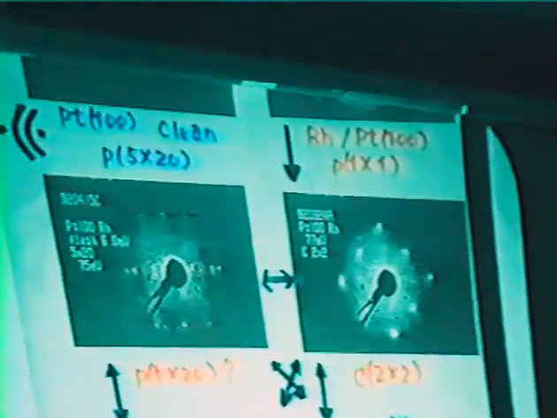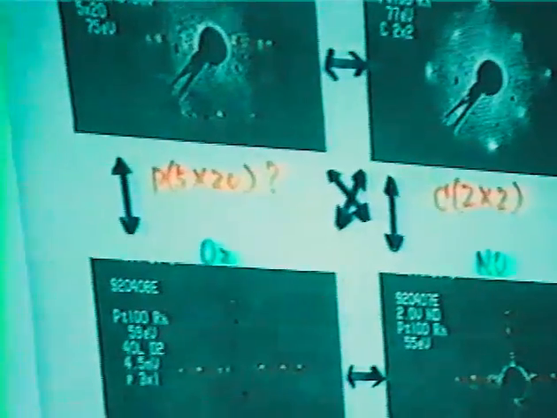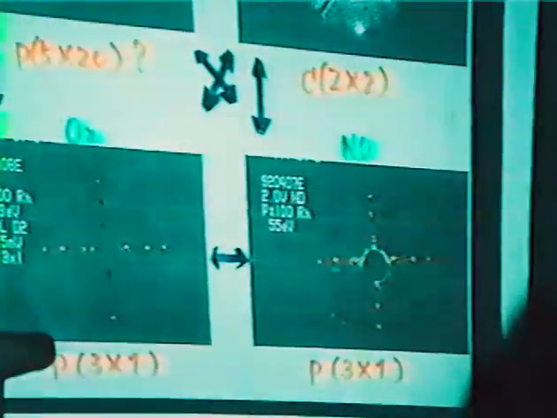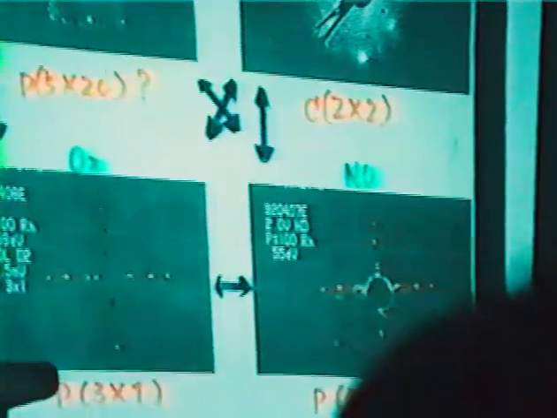And when this surface is exposed to NO or oxygen, just as I expected, a 3x1 surface of rhodium oxygen overlayer makes a 3x1 structure with acid to prepare. And that is heated up again back to the original structure.